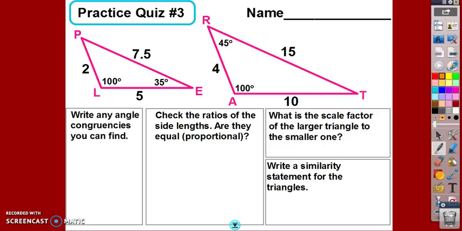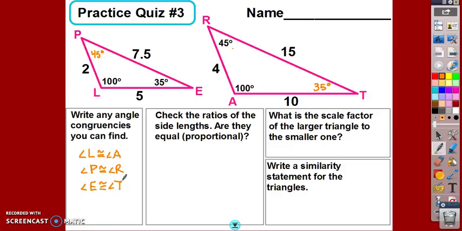I figured out that this angle P up here had to be 45 degrees, since all three have to add up to 180. On the other triangle, same thing, all three angles have to add up to 180, so this one had to be 35 degrees. First of all, I knew that angle L was congruent to angle A. I figured out that angle P was congruent to angle R, and angle E to angle T.